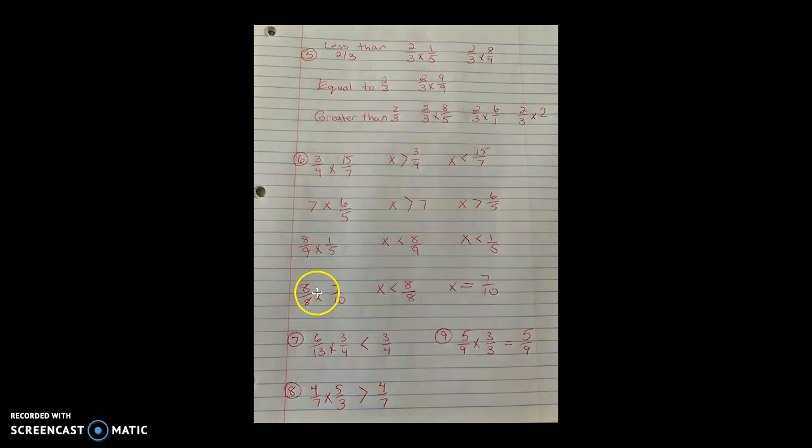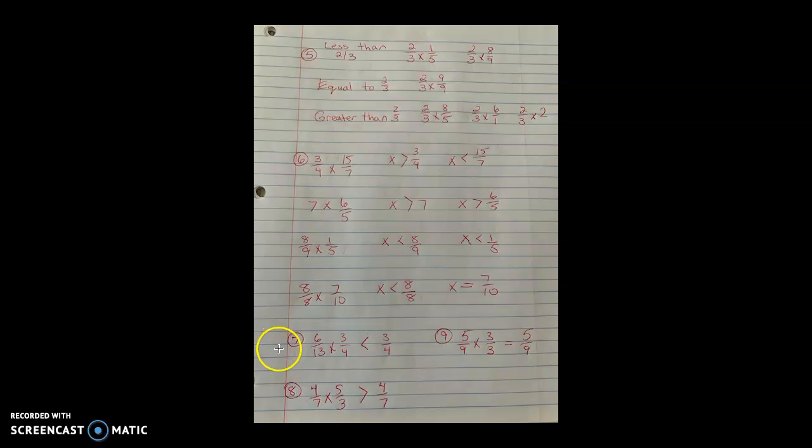On the last one, when I multiply by 1 whole, 8 over 8 is equal to 1 whole, I'm going to get a number that's equal to 7/10. But going in the other direction, when I multiply by 7/10, I get a number that's less than 8 over 8 because 7/10 is less than 1 whole.